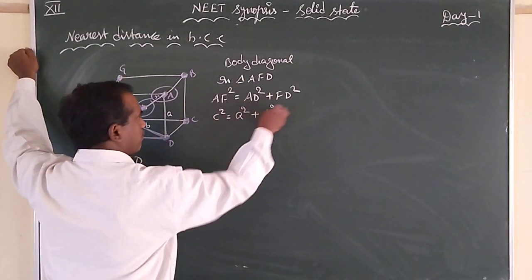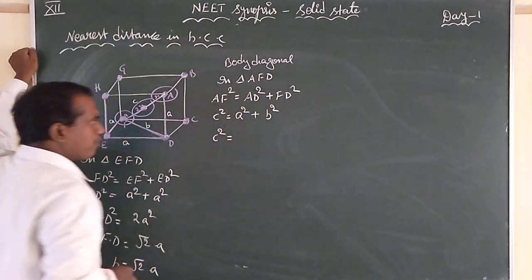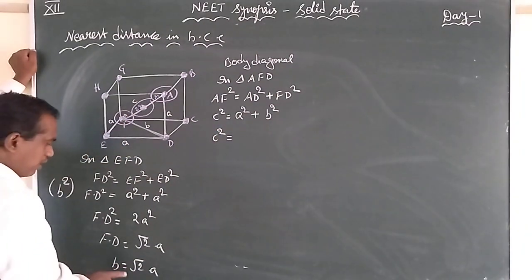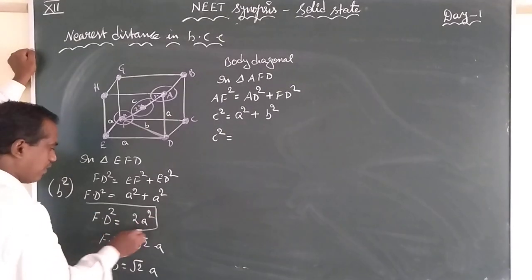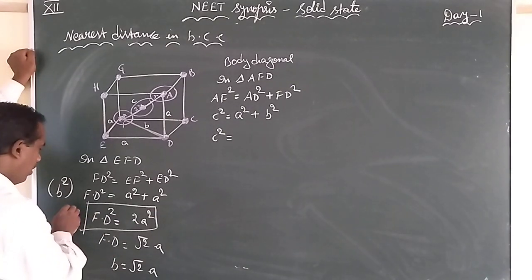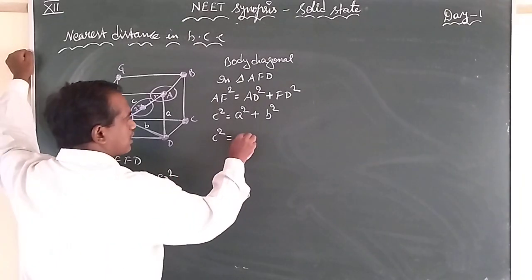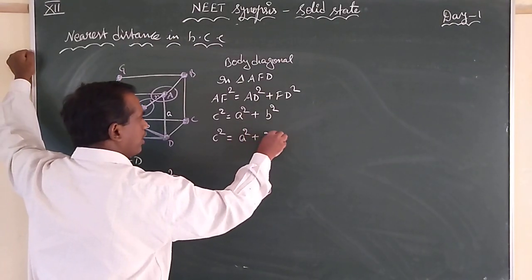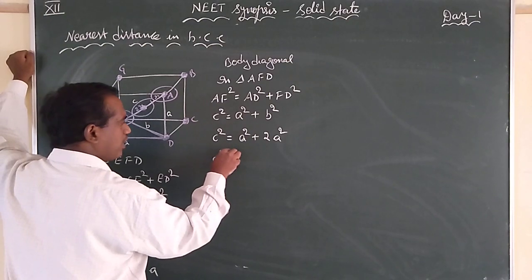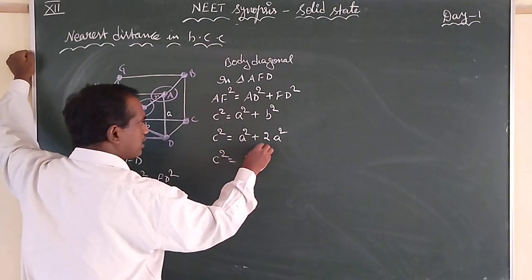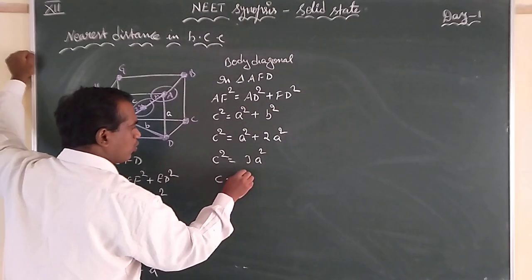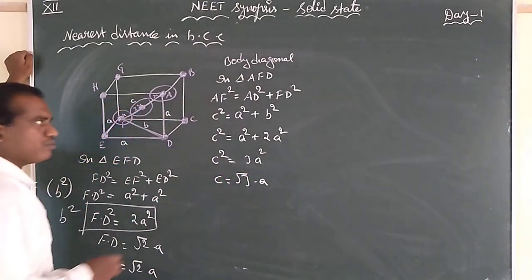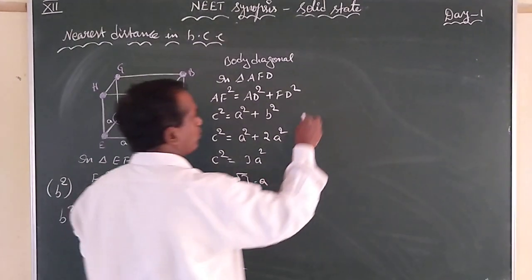But we already know the B square value. How much do we have? 2A square. So A square plus 2A square gives C square equal to 3A square, or C is equal to root 3 into A.